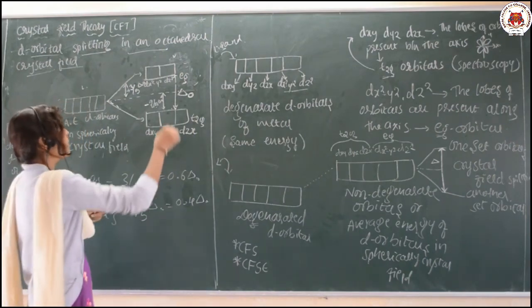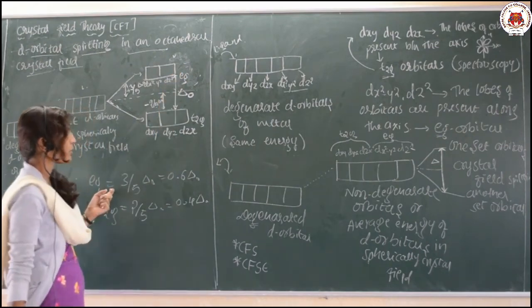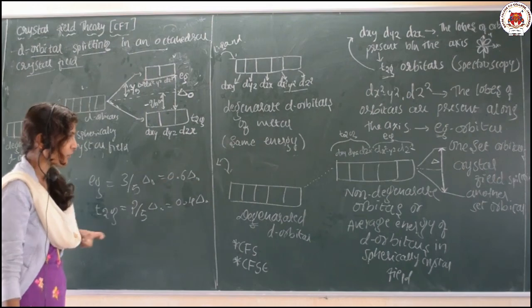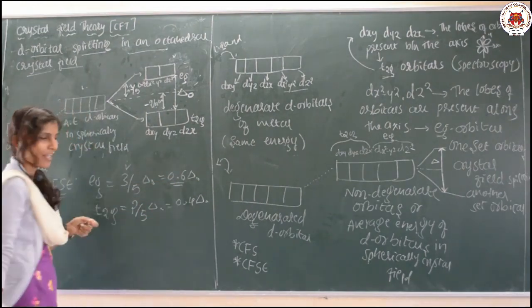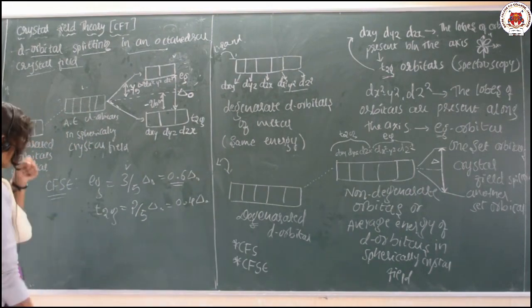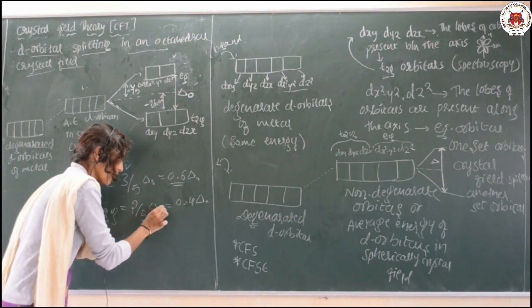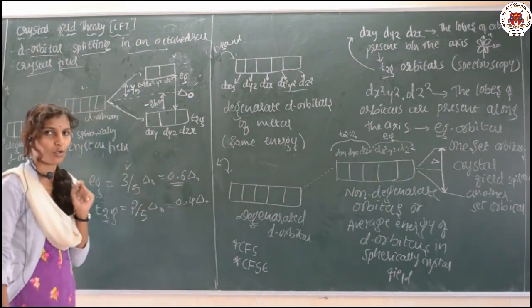And then the CFSE value for the eg will be 3 by 5 delta octahedral, that is 0.6 delta naught, and in case of the t2g orbitals, the CFSE will be 2 by 5 delta octahedral, that is 0.4 delta naught, we can say.